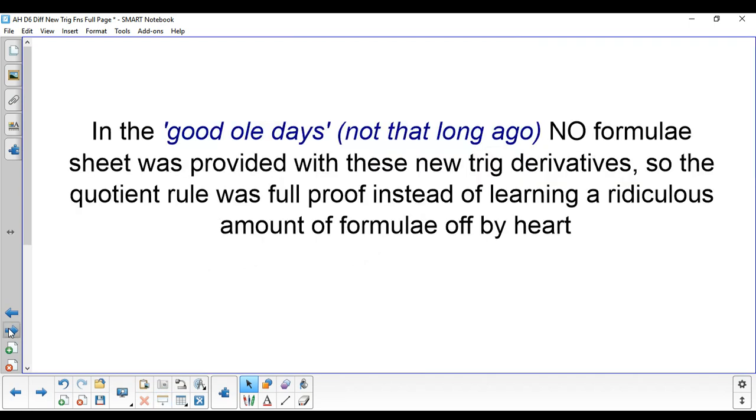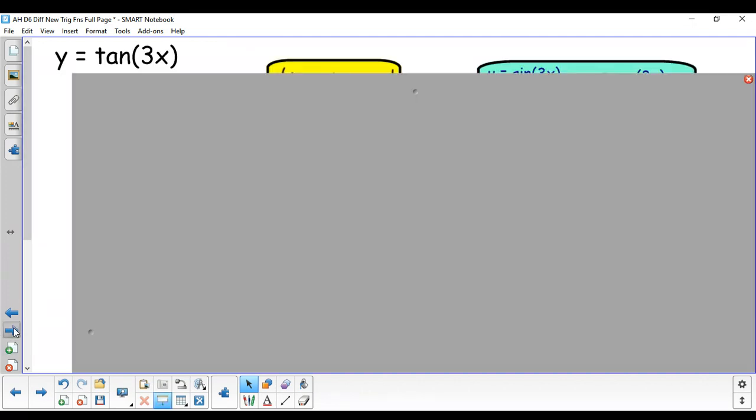Okay. In the good old days, not that long ago, there was no formula sheet given. So the new trig derivatives were hard. You've got so many formulae that we went ahead and used the quotient rule because we couldn't remember all the formulae off by heart. But now you can use it. So I'm going to go to the old-fashioned way and now show you how to use a formula sheet.